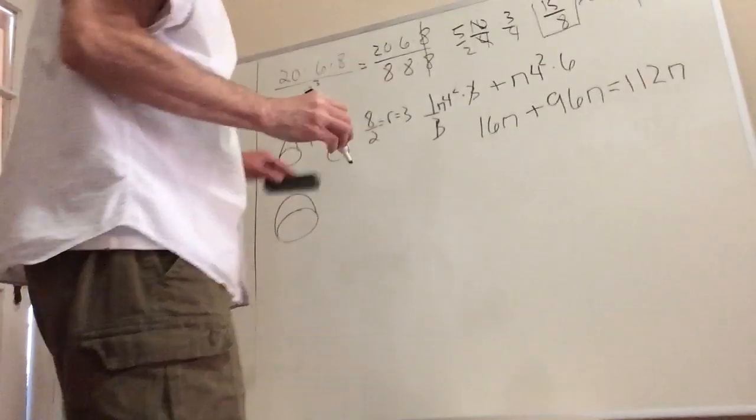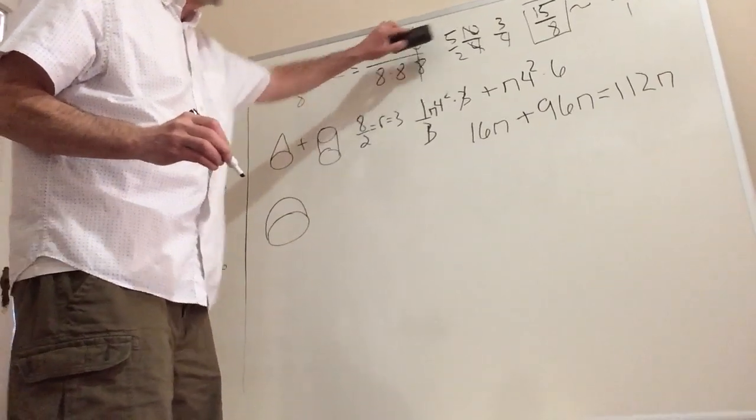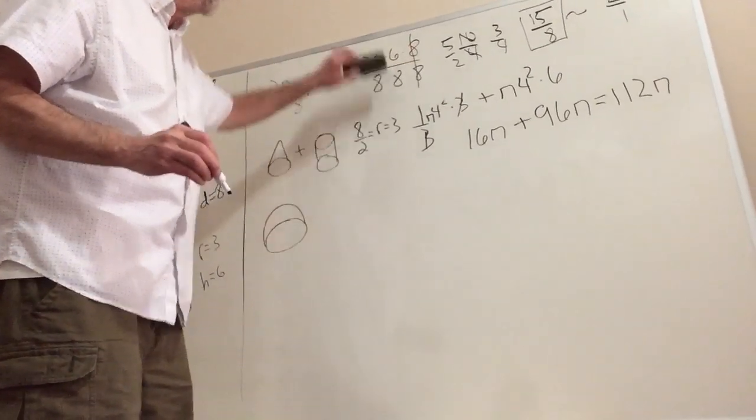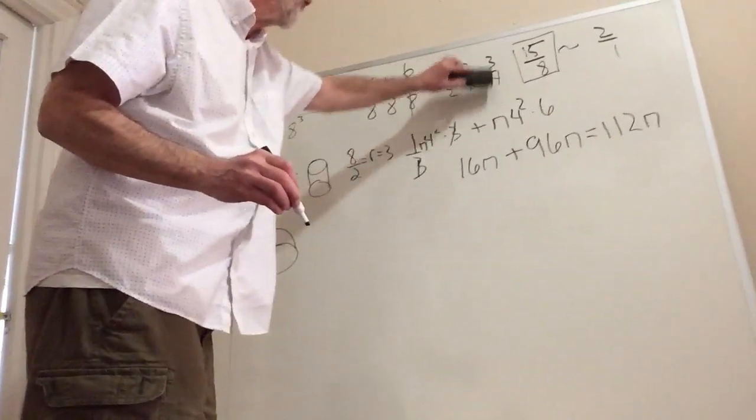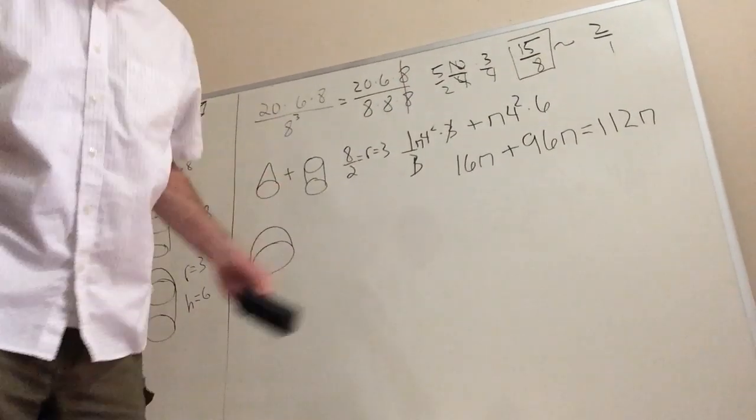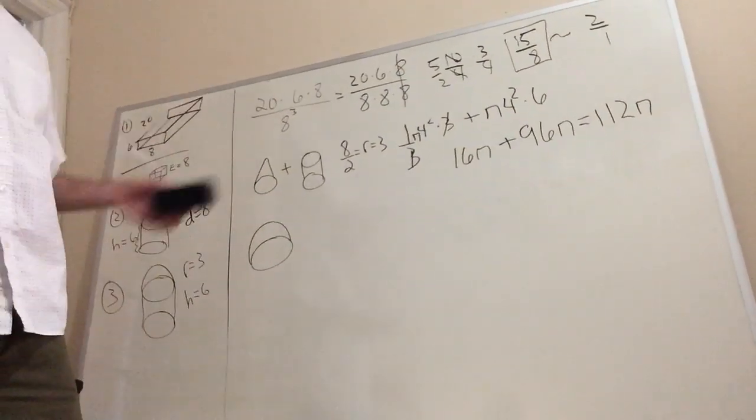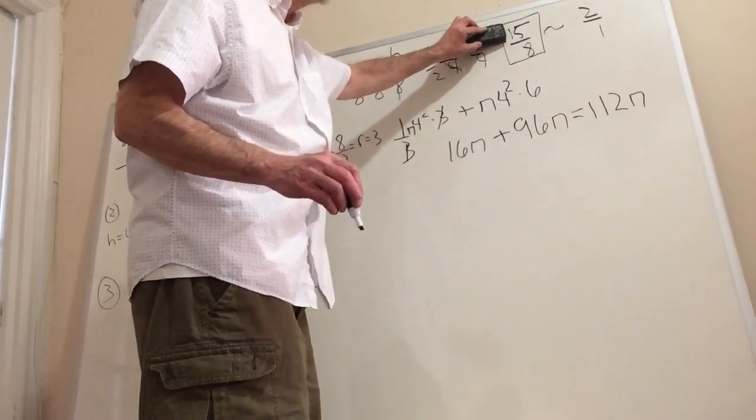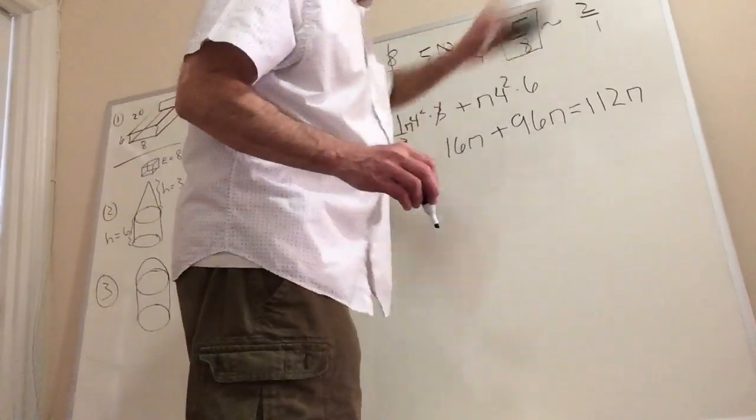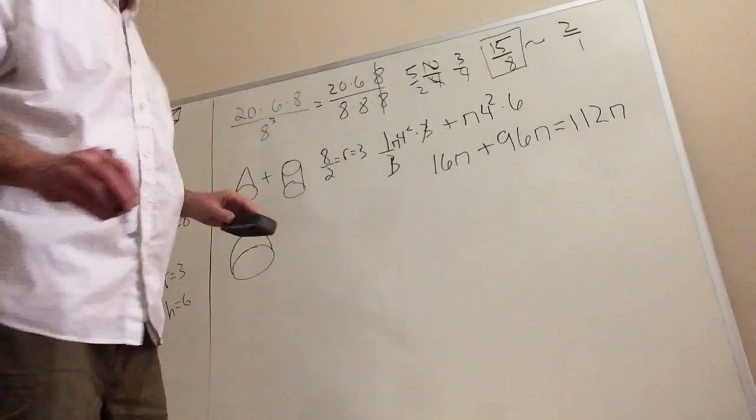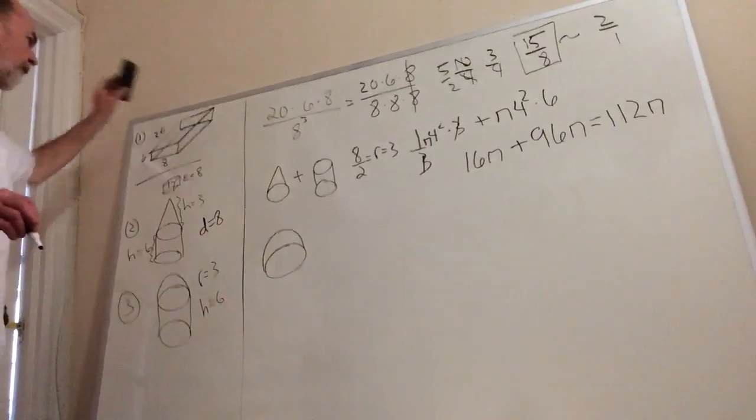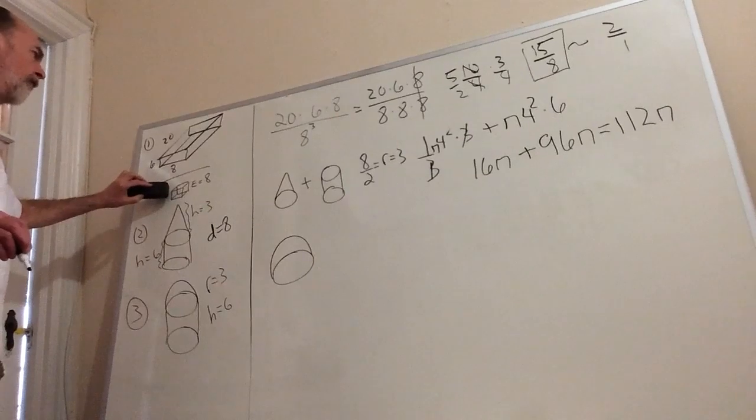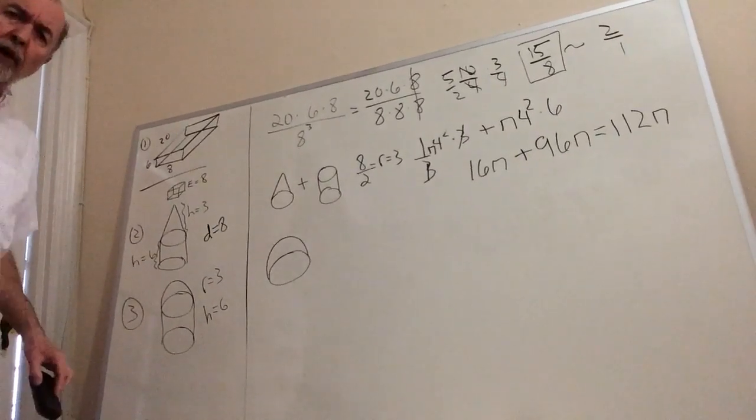The 8's cancel. 20 over 8 reduces to 5 over 2. 6 over 8 reduces to 3 over 4. You know you've been doing that with slope. You're required to do it again in this problem. And the ratio turns out to be 15 to 8, which is approximately a 2-to-1 ratio. That is, the volume of the prism is roughly twice that of the cube.